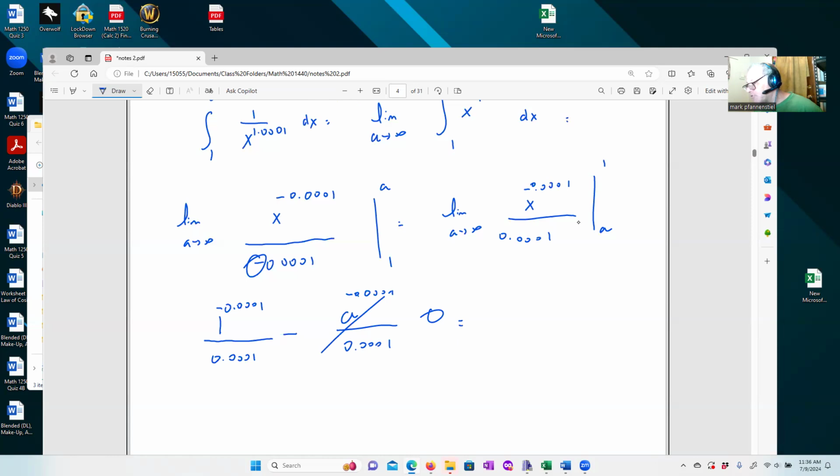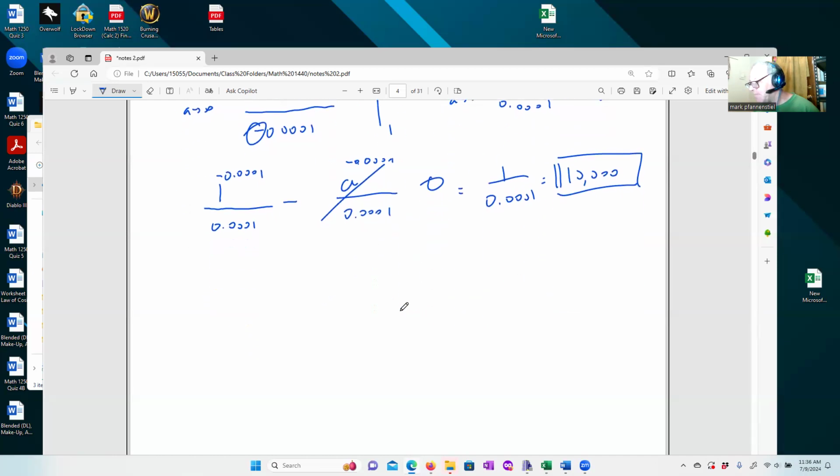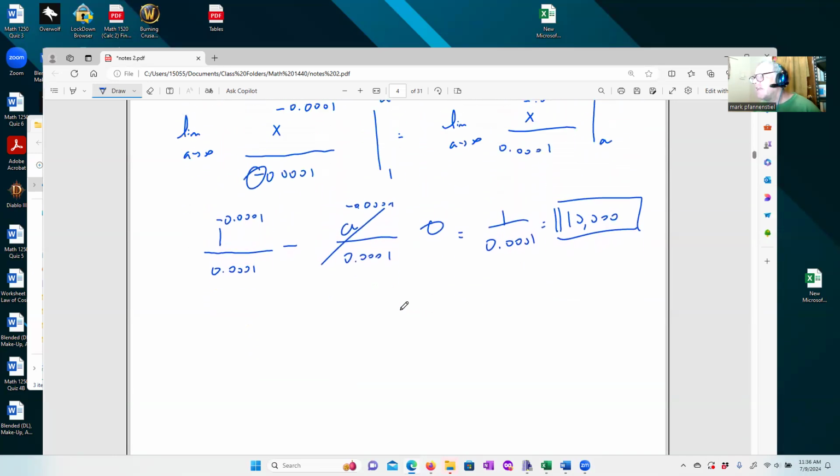Okay, so remember there's no L'Hopital's rule problem. We don't have infinity. We just get 1 over 0.0001, which I believe is 10,000. So that's what we're going to have for that value. It converged on a value. It was a big value, but it still converged. It settled on one specific value. Okay, let's do one in the other direction.